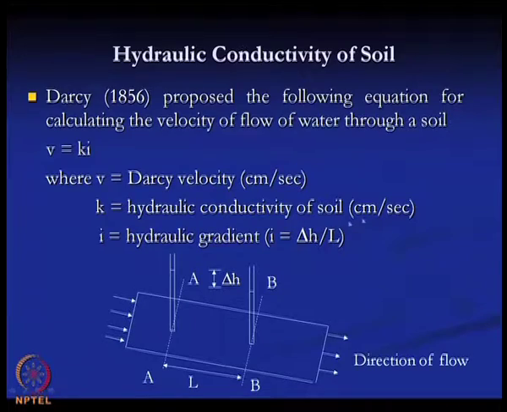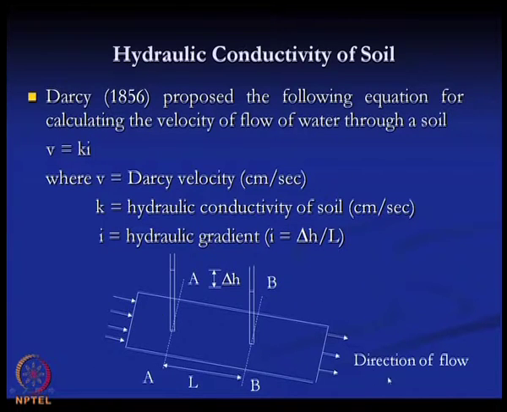So, the next topic is the hydraulic conductivity of the soil. What is hydraulic conductivity of the soil? Darcy proposed the following equation for calculating the velocity of flow of water through a soil, and that equation is V equal to K into I, where V is the Darcy velocity, written in centimeter per second. K is the hydraulic conductivity of the soil, also in centimeter per second, and I is the hydraulic gradient, that is del H by L. Now, what is del H by L?